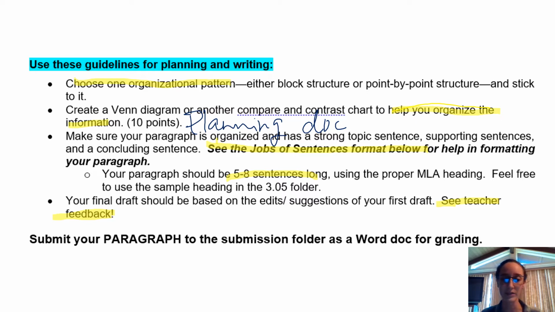And when you're done, submit your paragraph to the submission folder as a Word document. Remember, we can't look at anything else besides a Word document because the software won't let us. So make sure it's a Word document, not a Google Doc, Word doc. All right, moving on.